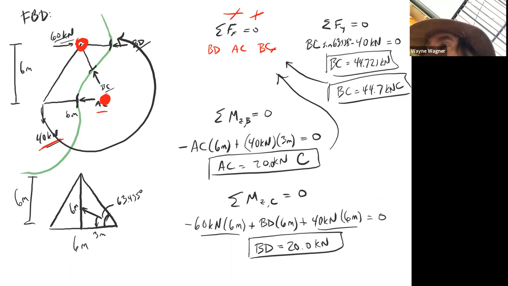How did we keep choosing the right sign here? That's really amazing. How can BD possibly be compressive? Oh, it's because this is pushing.